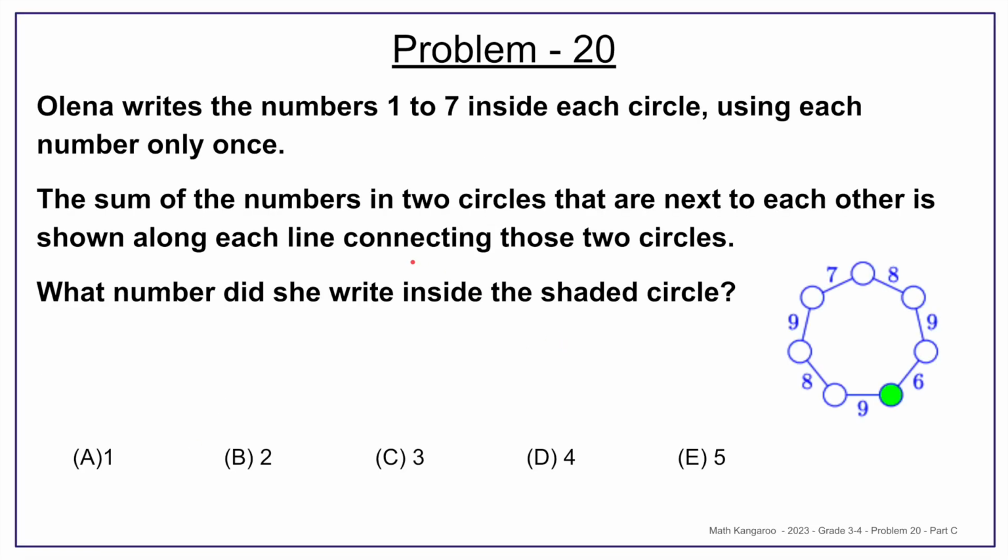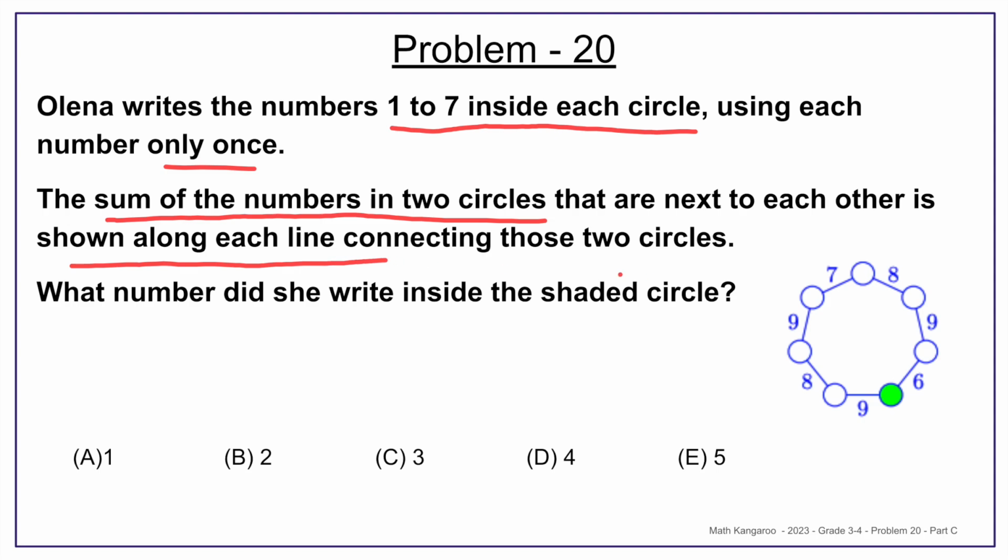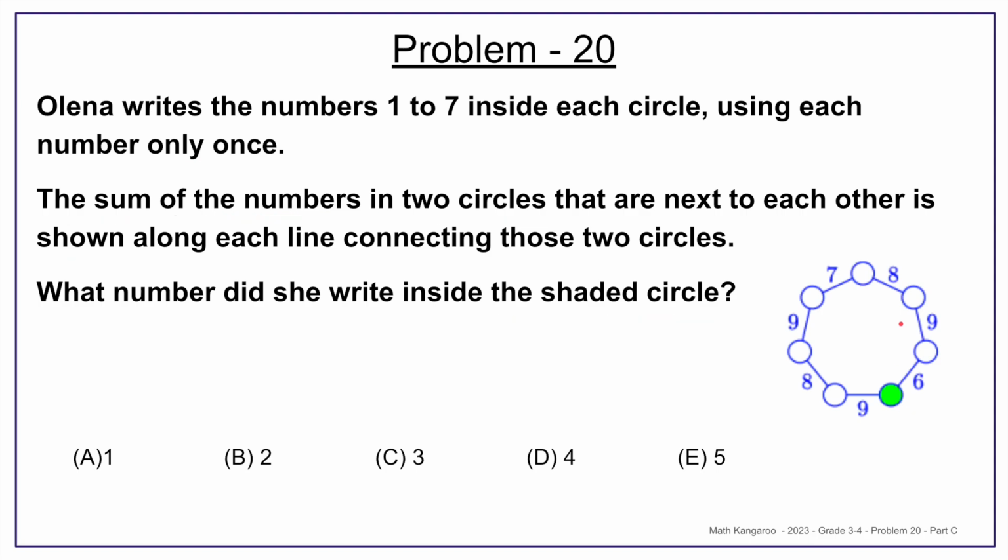Problem 20. Alina writes the numbers 1 to 7 inside each circle using each number only once. The sum of the numbers in the two circles that are next to each other is shown along each line connecting those two circles. What number did she write inside the shaded circle? So these are the circles. There are numbers written from 1 to 7 and their sum is represented on the connecting line. We have to find what number would be visible in this green area. So we observe one thing here, that there are 3 nines.